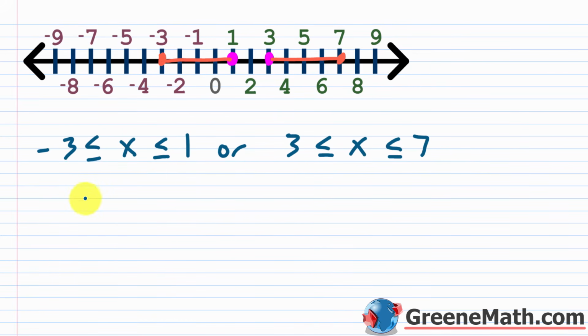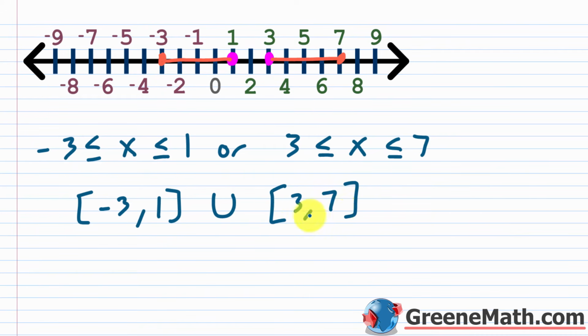And then in interval notation, you're going to put a bracket next to negative 3. This is going up to and including 1, so you want a bracket there. And the union with, again, everything's going to have a bracket, so the 3 and the 7, because they're both included. Okay, so this is your interval notation. Now, I like to use brackets when I graph these guys, so I'm just going to switch this over.